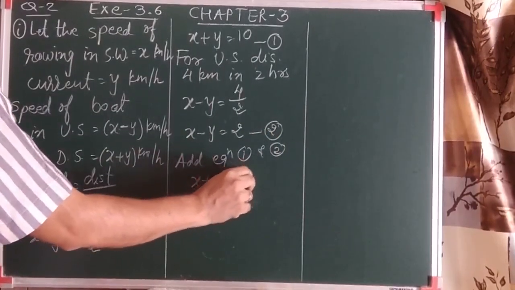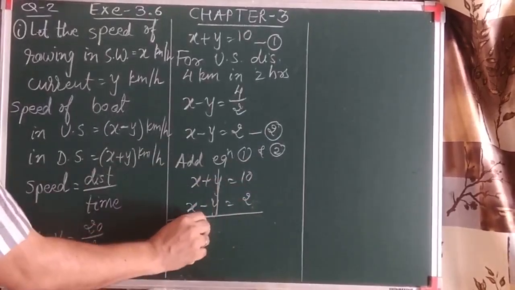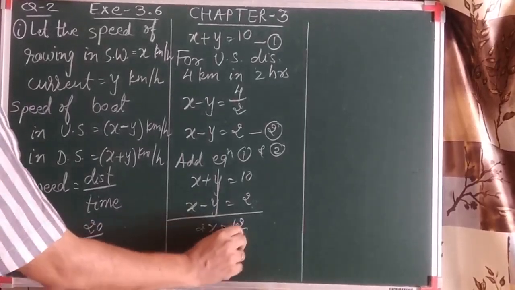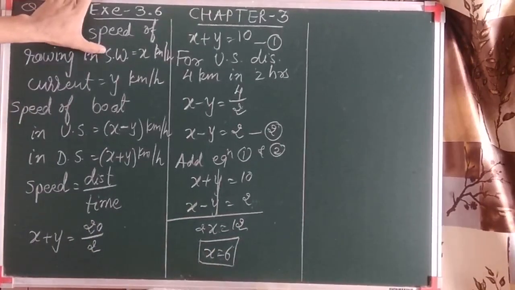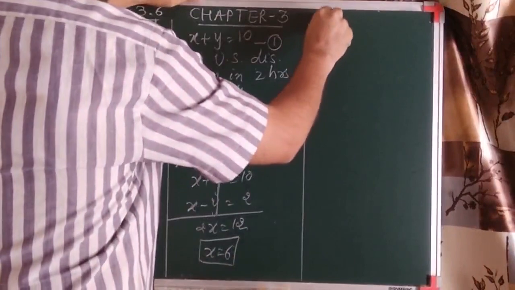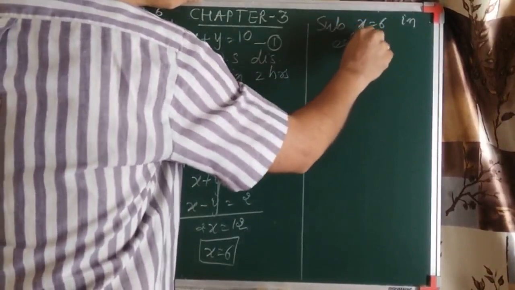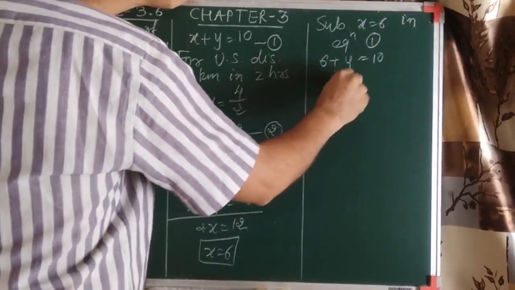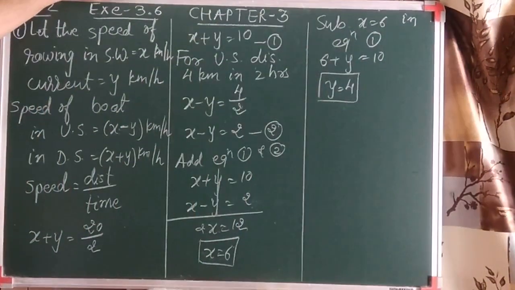So x plus y is 10 and x minus y is equal to 2. We cancel y, so we obtain 2x is equal to 12. So the value of x we obtain is 6. That means the speed of rowing in still water is 6 km per hour. And let's find out the current. Substitute the value of x as 6 in equation number 1. So x plus y is equal to 10. So y is equal to 10 minus 6, that is 4. So we can say that the current of the river is 4 km per hour.